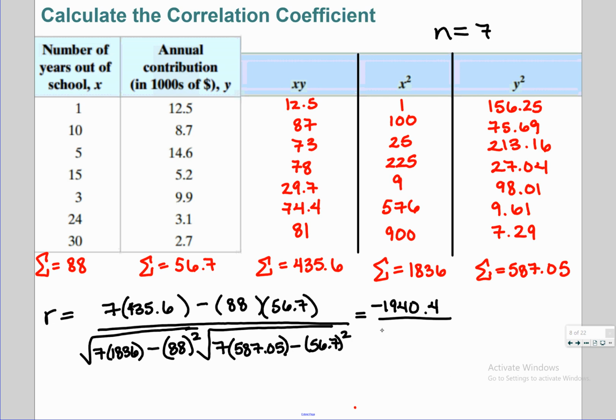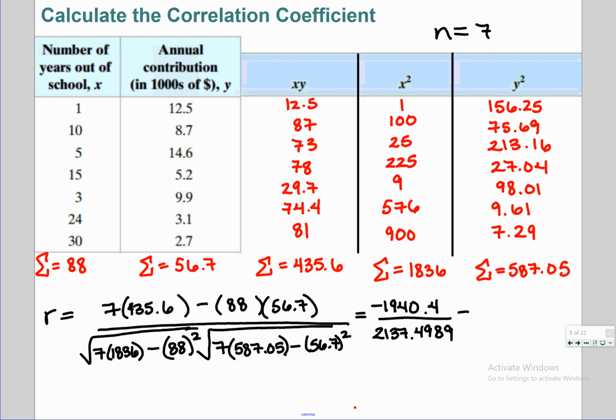I get 2137 point, I'm going to give it a few decimal places, 4989. And then my numerator divided by that. And remember, we're calculating that R value, so we should expect a number between -1 and +1. Anything else, we made a mistake.